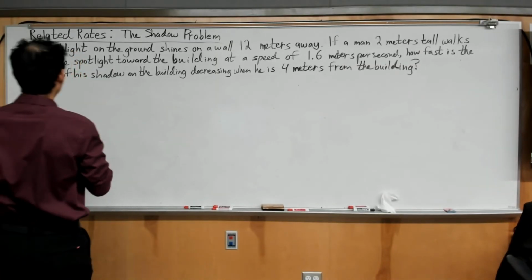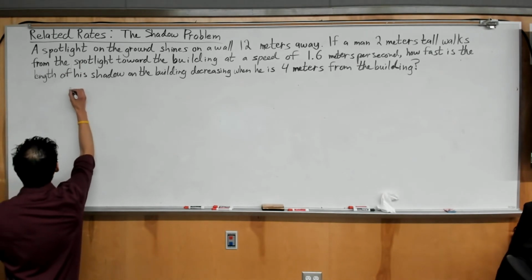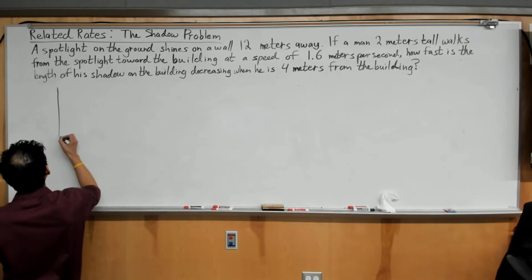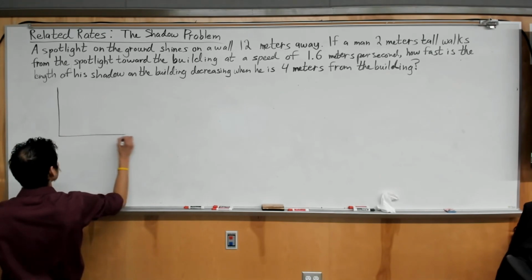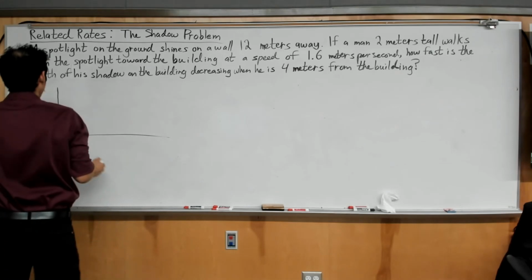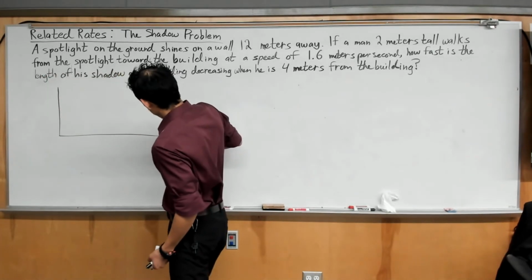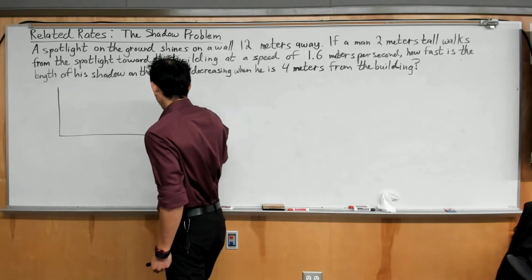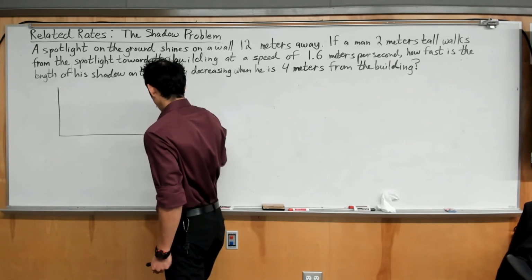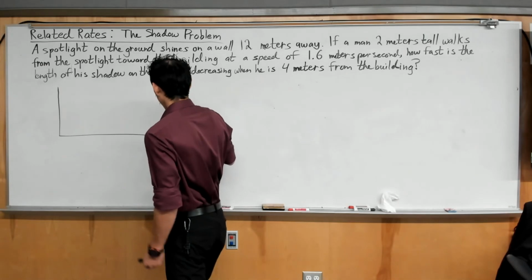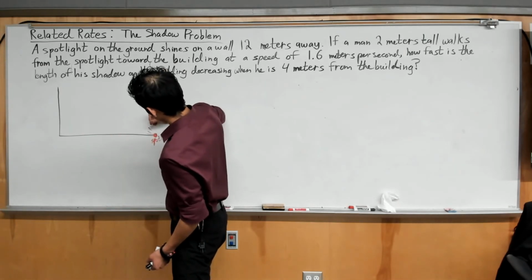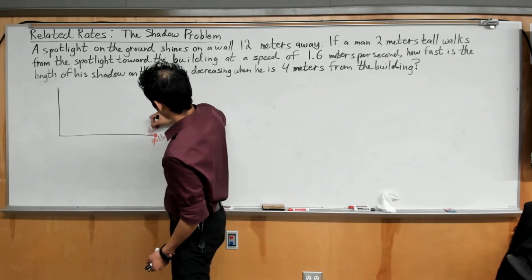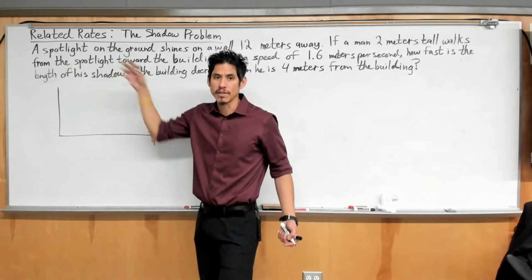So we got a building. The wall of the building will be this. The floor of the building will be this. And we have a spotlight, which will be over here. This will be the spotlight. And this thing is shining on that wall. It's shining on that wall, but there's a man in the way.